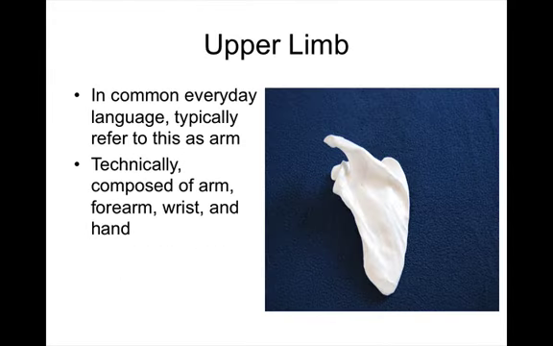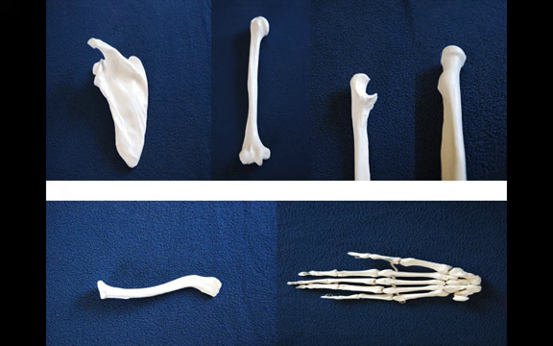So just as an overview here, before we get into the subsequent videos, the upper limb is, in common everyday language, we typically just call this the arm, but it actually consists of various components, which is arm, forearm, wrist, and hand. And also the shoulder is part of this as well, which we'll dive into here shortly. But here are the bones of the upper limb. So from left to right at the top, we have the scapula, commonly known as the shoulder blade.